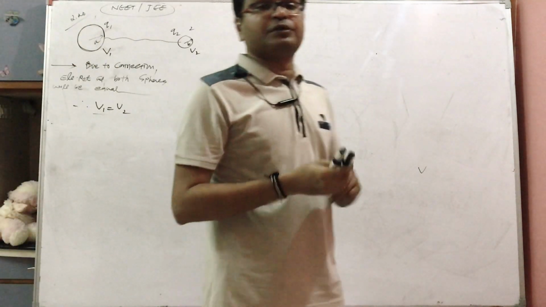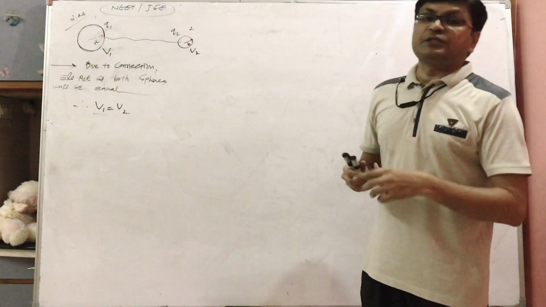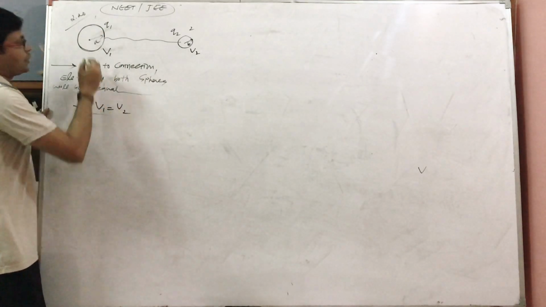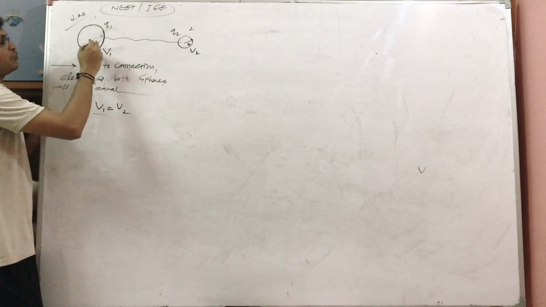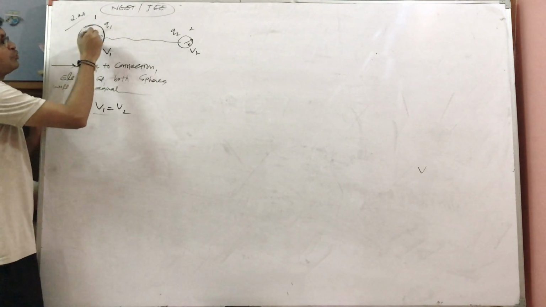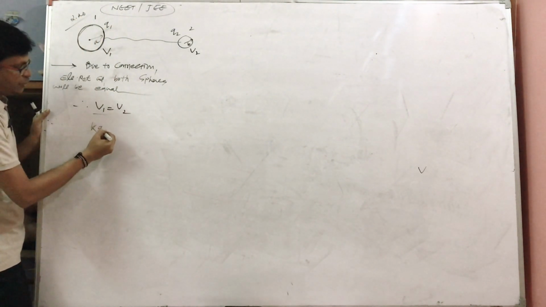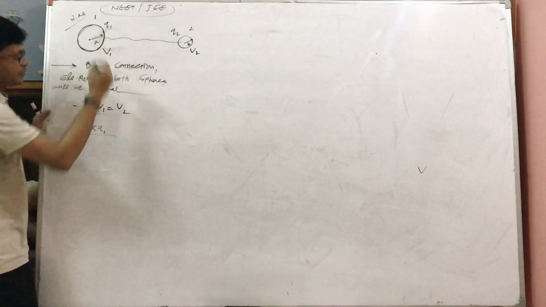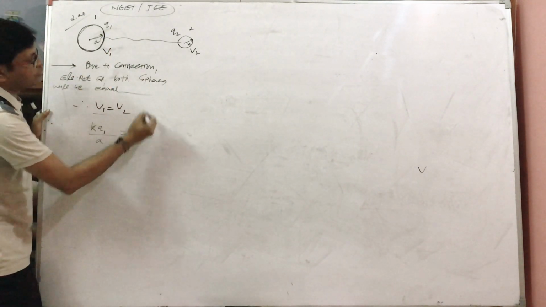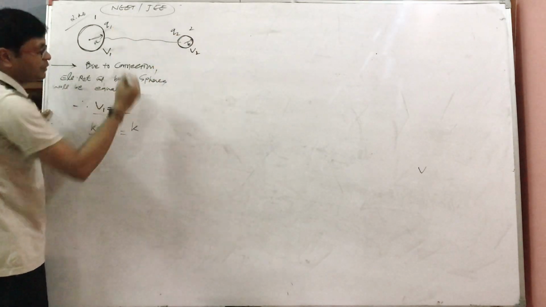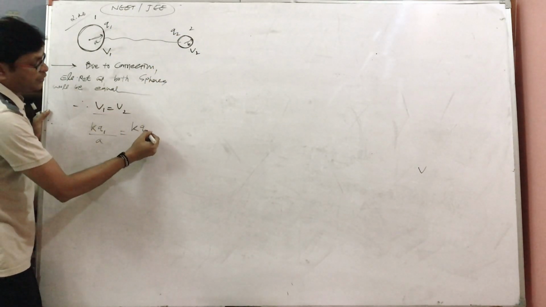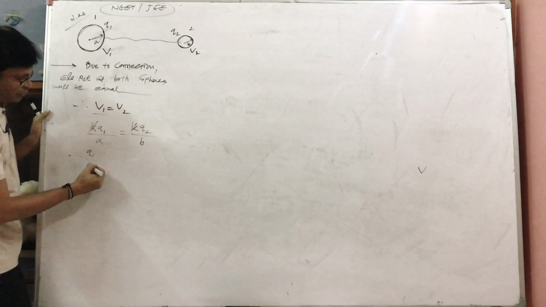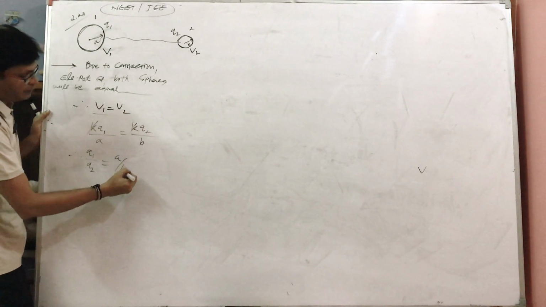Spherical shell. Then whatever the charge is distributed, it can be considered at the center. So Q1 can be considered at the center. What is the potential at the surface of the first sphere because of Q1 charge? Obviously it is KQ/R, so here KQ1/R1, where the radius is A, is equal to the potential at the surface of sphere B, or sphere 2. So it is KQ2 upon radius B. K cancels, so Q1/Q2 is equal to A/B.